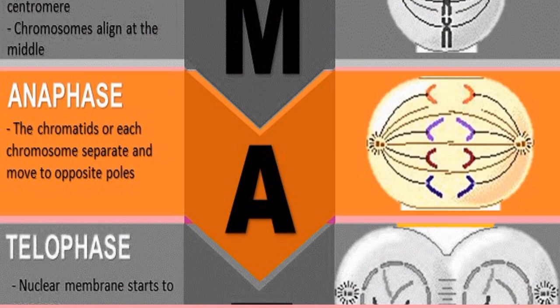Next is anaphase. During anaphase, chromatids of each chromosome separate and move towards opposite poles of the cell. This allows the sister chromatids to separate into individual chromosomes. And the movement of chromosomes towards opposite poles of the cell is facilitated by the spindle fibers. Also, I would like you to remember the term away. A for anaphase, A for away, because the chromosomes move away from each other.